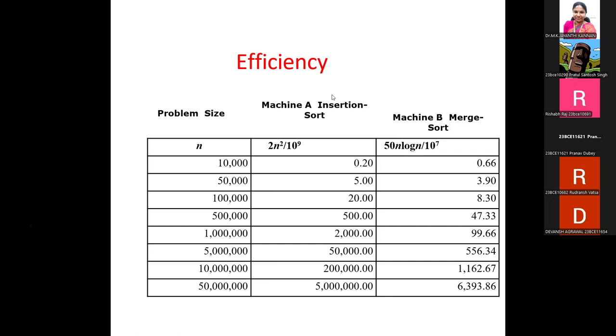All of you join once again in the same link. So like that, based on efficiency, for merge sort the time complexity is 50 n log n, and for insertion sort it is 2 n squared divided by n. So based on the time complexity for the given input, the time required to complete the program differs. Okay, all of you join once again.